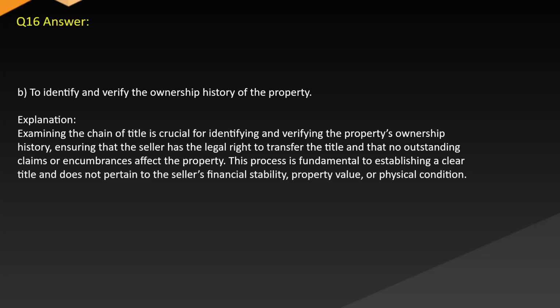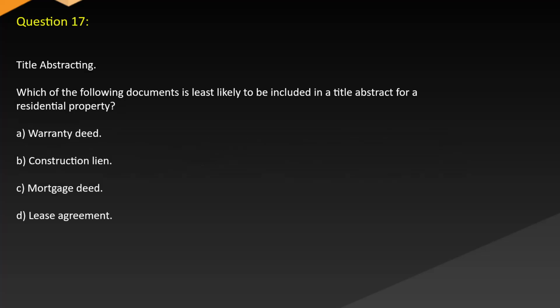Explanation: examining the chain of title is crucial for identifying and verifying the property's ownership history, ensuring that the seller has the legal right to transfer the title and that no outstanding claims or encumbrances affect the property. This process is fundamental to establishing a clear title and does not pertain to the seller's financial stability, property value, or physical condition. Question 17.